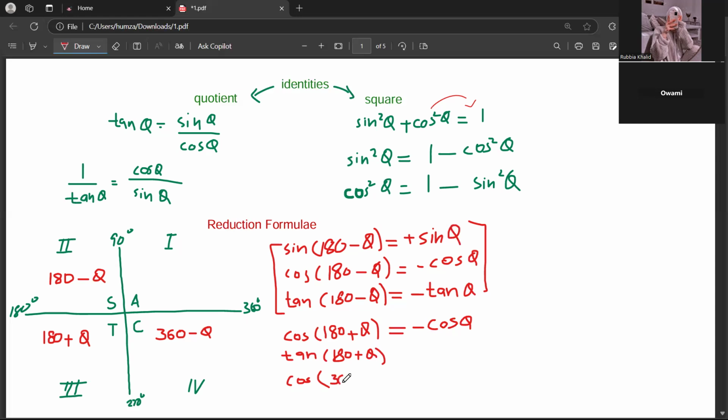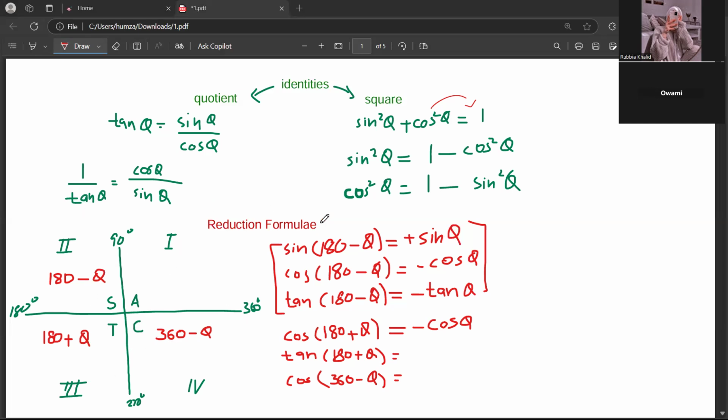Can you tell me why I said minus cos theta and not the positive cos theta? Are you with me? Okay, so do you understand this CAST diagram? From this CAST diagram, the CAST diagram is basic.